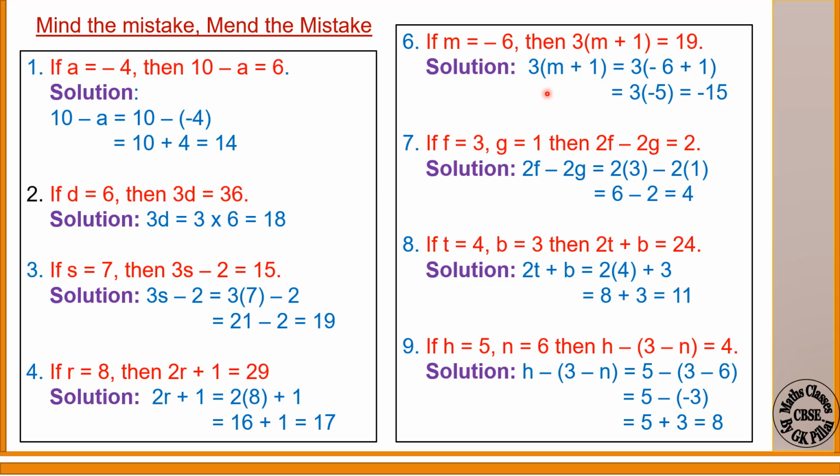Actually, it will be 3 into (m plus 1), which is 3 into (minus 6 plus 1) within the bracket. That will be minus 5. So 3 into minus 5 equals minus 15.